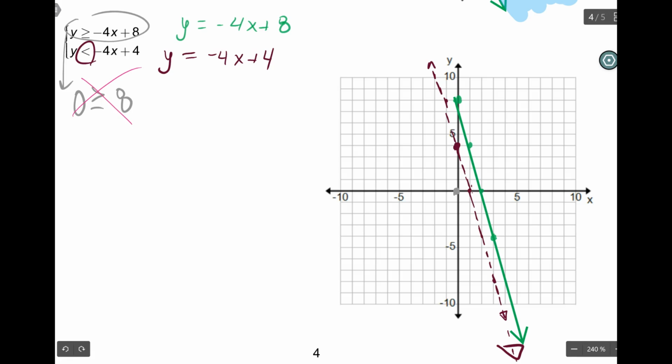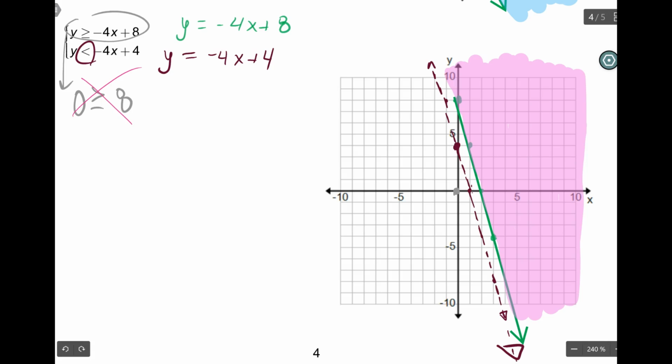So I'm going to be shading to the right of this line, because 0 cannot be part of my solutions, because it was false. When I plugged in 0, 0, I saw 0 is greater than 8. That's not true. So clearly that can't be in the portion that's shaded for me. All right, now for my other line, I'm going to test 0, 0.